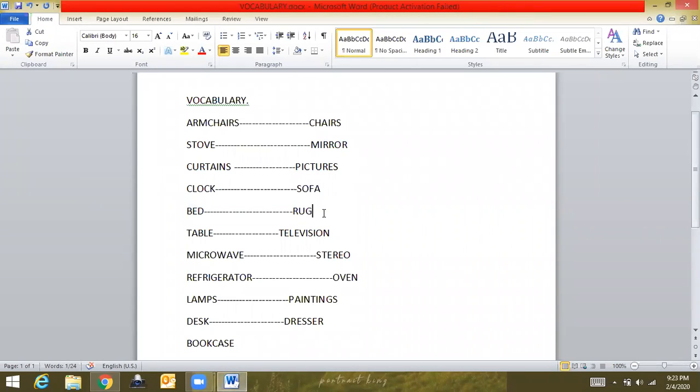Bed. Rug. What's the meaning of rug? Alfombra. Very good. What's the difference between rug and carpet? Carpet is in the air. No. Air. Okay. The difference between rug and carpet, number one, is the size.